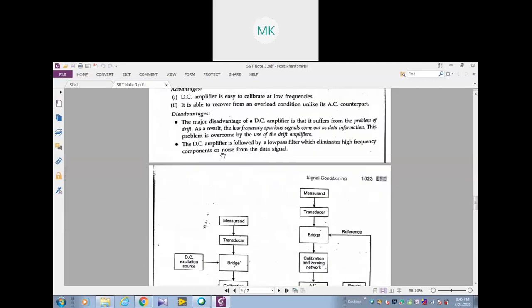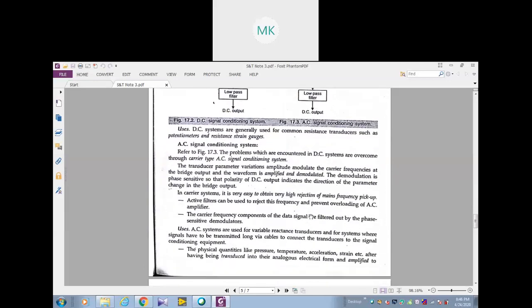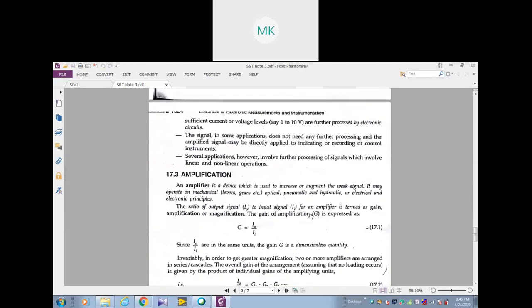So here, a DC signal conditioning system and an AC signal conditioning system are given. Now just compare these two systems. Just go through it. Very easy concept, easily you can understand. Explanation is given.